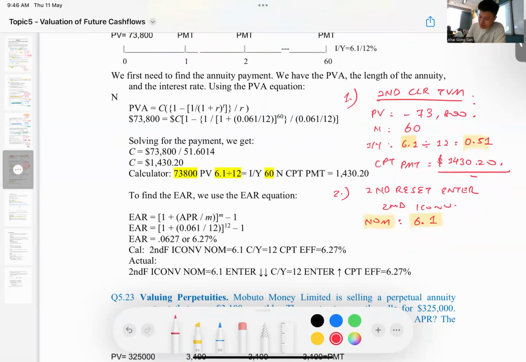Okay, then compute how many times? 12 times, compute EFF. So you'll get 6.27%.